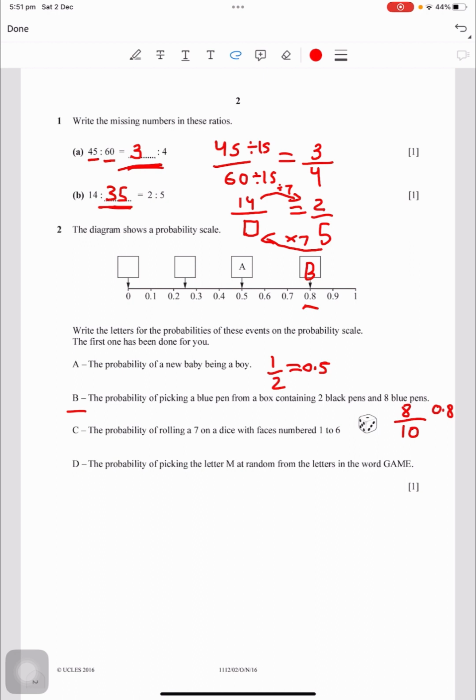Next. C, the probability of rolling a 7 on a dice with faces numbered 1 to 6. That is actually going to be 0% chance, because if there's 1 to 6 numbers on a dice, then how can there be a 7? So that's 0% chance. So we'll write C over here. Next. D, the probability of picking the letter M at random from the letters in the word game. In game, there are 4 letters in total, and there is only one M here. So 1 by 4, which is equal to 0.25 in decimal. And right here, we'll write D.